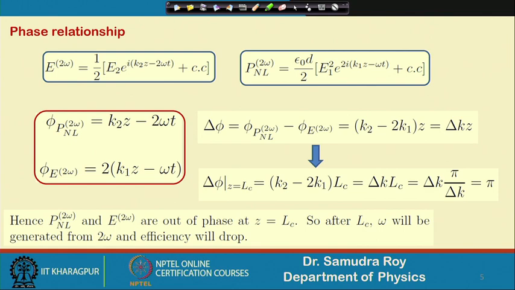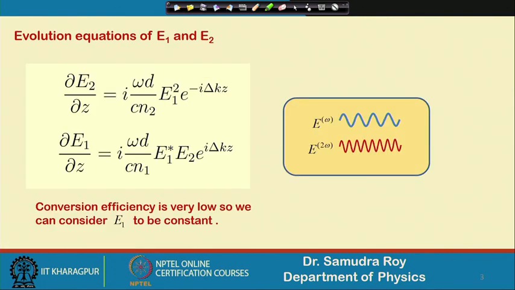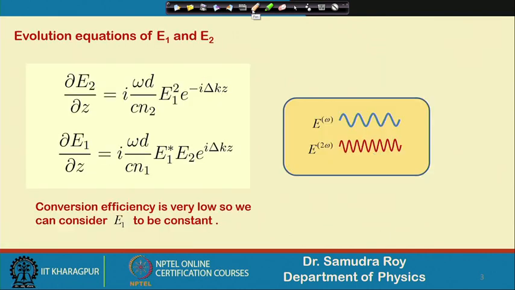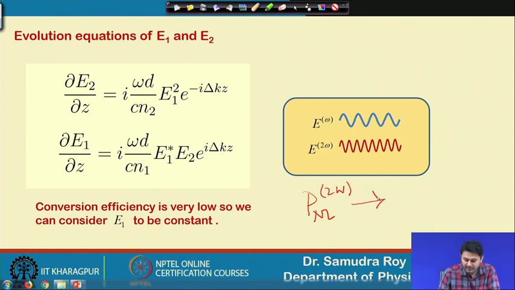Now, the question is what is the phase relationship between... In the previous curve we see that the electric field is launched here and the second harmonic is generating here. The second harmonic is generating because P nonlinear 2 omega is generating. So, this is the reason why E 2 is generating. P nonlinear 2 omega is an important quantity because this is the source term for the second harmonic.